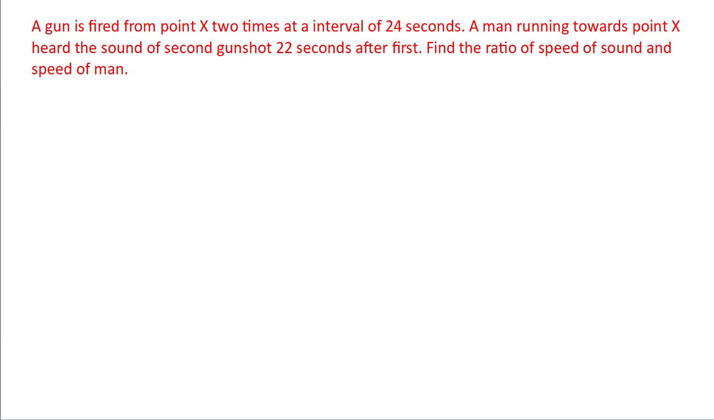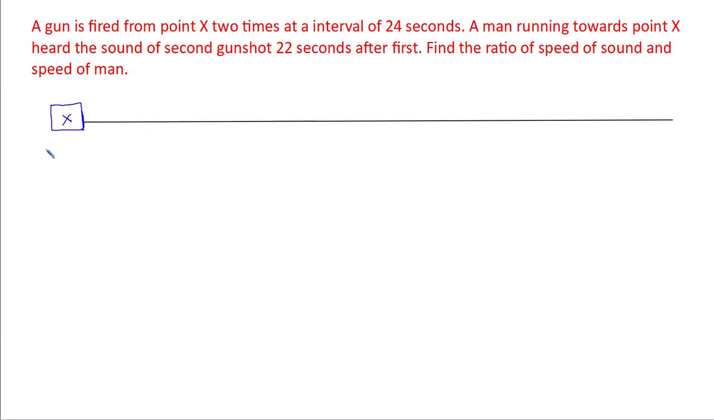Okay everyone, so first of all what we'll do is let's try to represent this situation in a diagram. Let's say this is a point X. The first gunshot is fired from this point and the second gunshot is also fired from this point. The time difference between the first gunshot and second gunshot is 24 seconds.